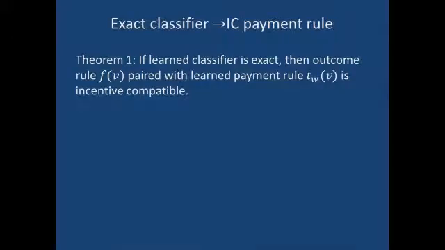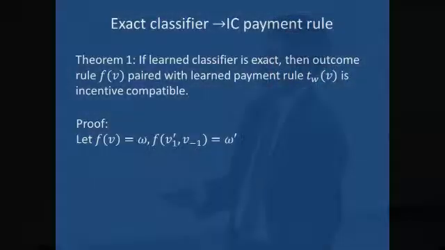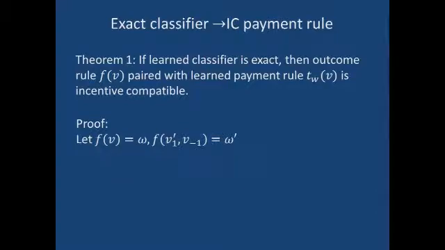So we have theorems that make the relationship precise. The first theorem is that if our learned classifier is exact, then if we pair the outcome rule we're given with the learned payment rule, that pair is incentive compatible. The proof is pretty simple.